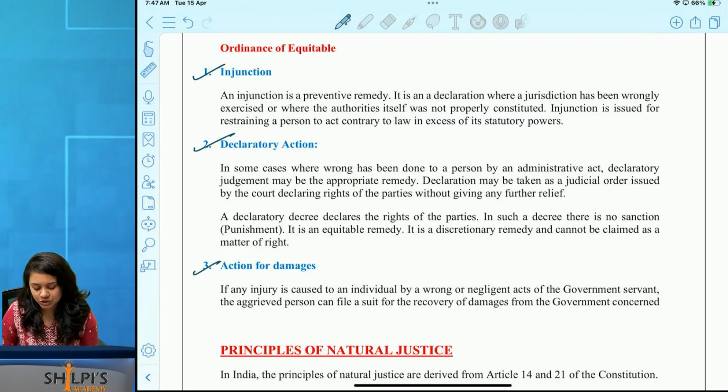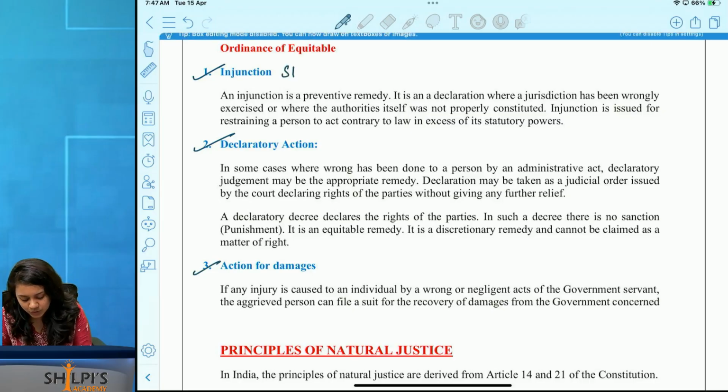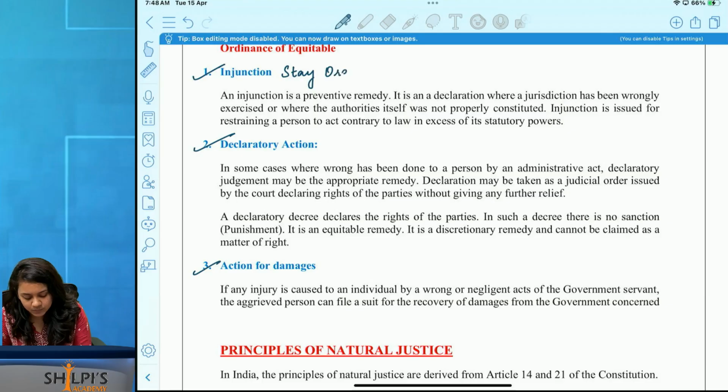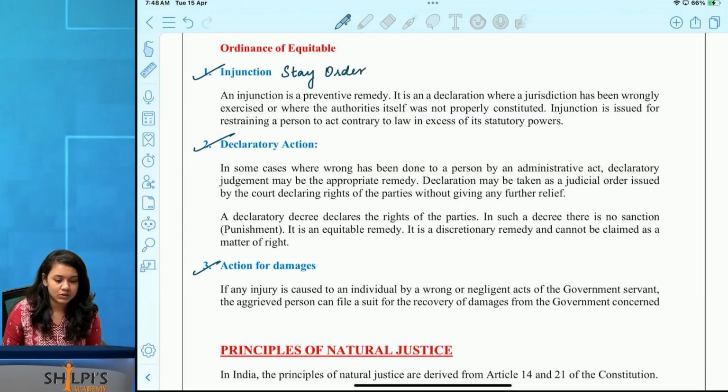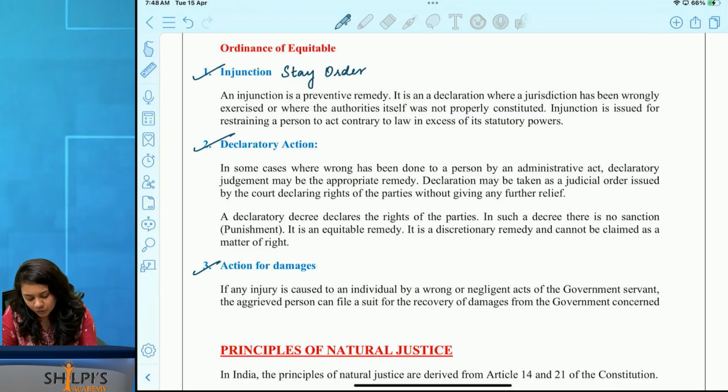What is an injunction? An injunction is also to be known as a stay order. A stay order is sometimes given in cases where an authority has not acted in proper methods, or to even restrain a person who's acting contrary to the law. So, it is a type of a preventive remedy that is given by the courts of law, and that is known as an injunction.